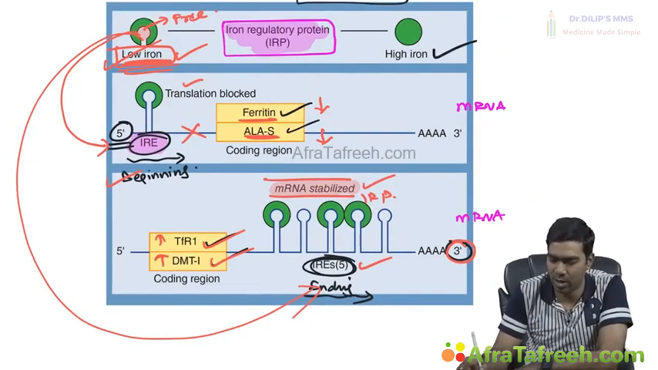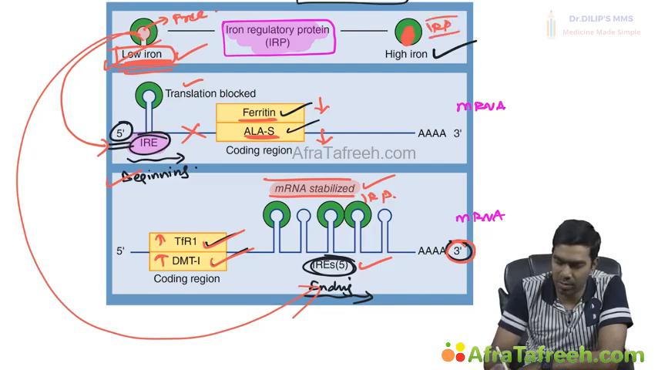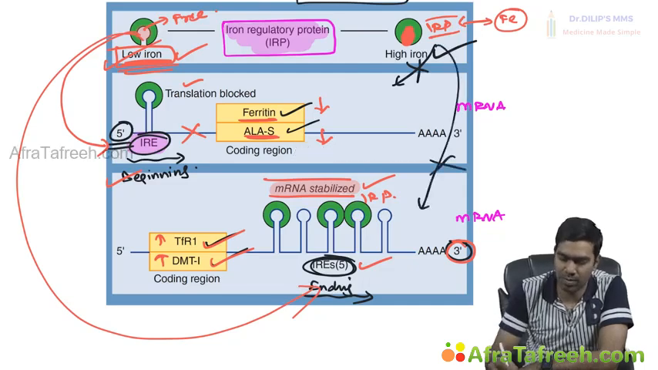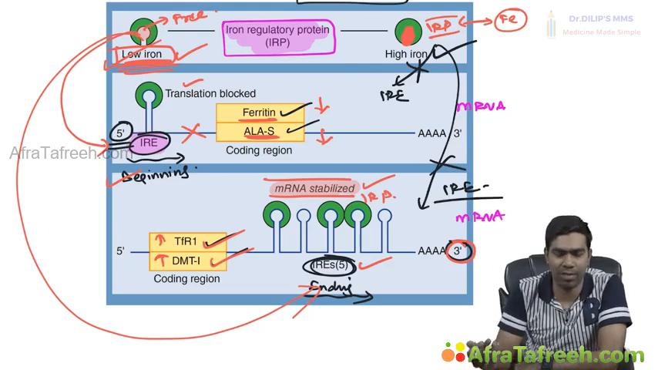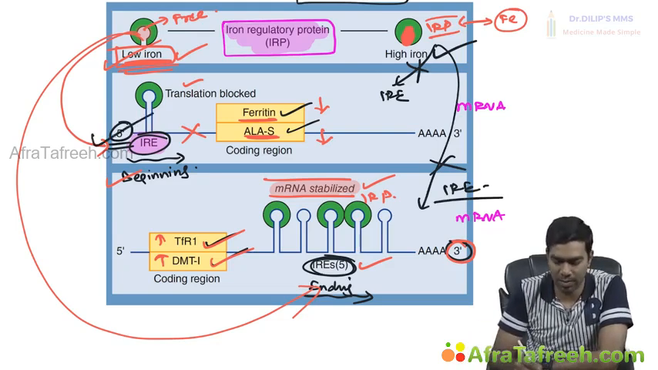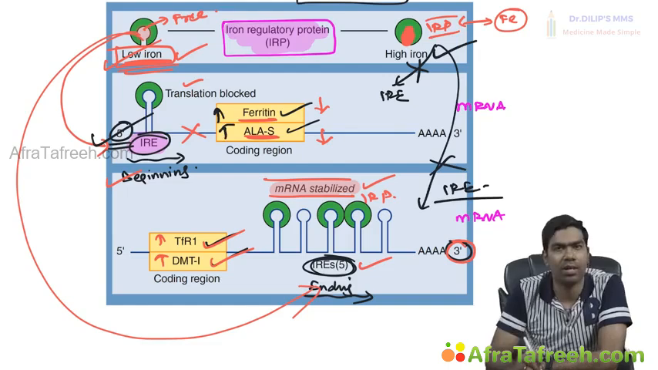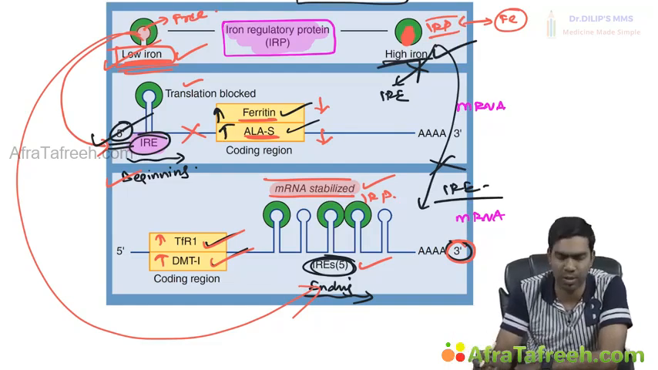When there is high iron, the iron saturates the iron regulatory protein, so it cannot bind with the iron response element. Which means the iron response elements are completely free. In the 5' end, the translation is not blocked, so there will be increased translation of ferritin and ALA synthase, which is again needed because in a high iron state, storage should increase and heme production should increase.